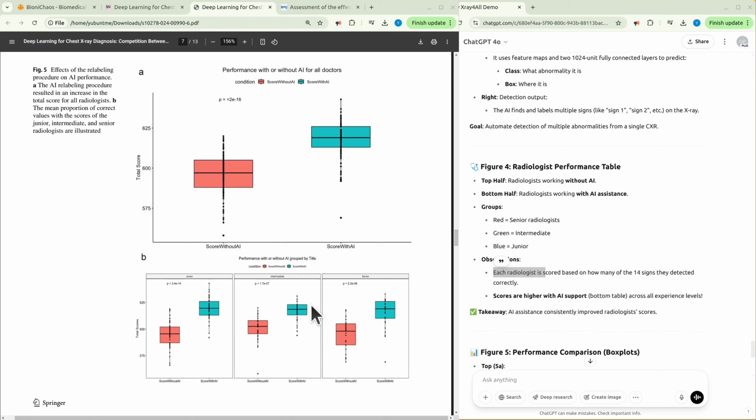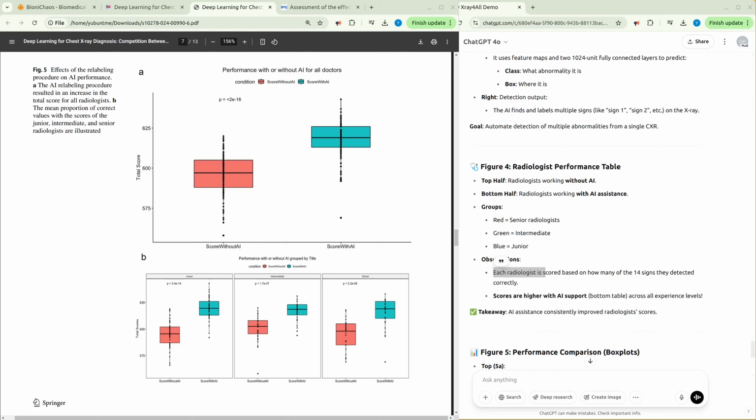Critical overview. Strengths: clear visualization, the box plots effectively illustrate the difference in performance with and without AI. Statistical significance: the inclusion of p-values underscores the robustness of the results. Range overlap: there is some overlap in the range of scores with and without AI, which might mean that while AI improves average performance, it doesn't eliminate variability entirely. Context missing: the box plots provide a high-level summary, but don't show individual case details or the nature of the errors. Example, what types of signs were most commonly missed.